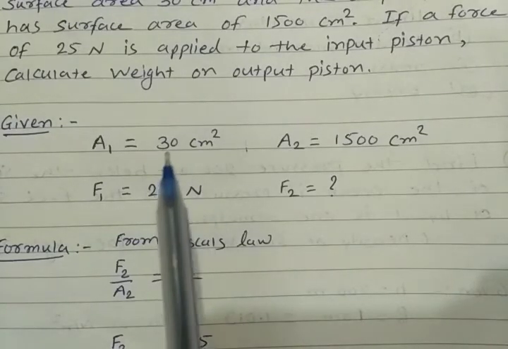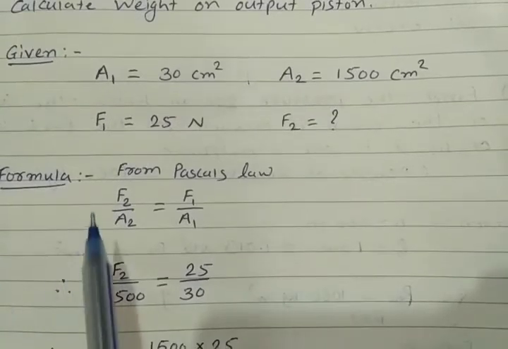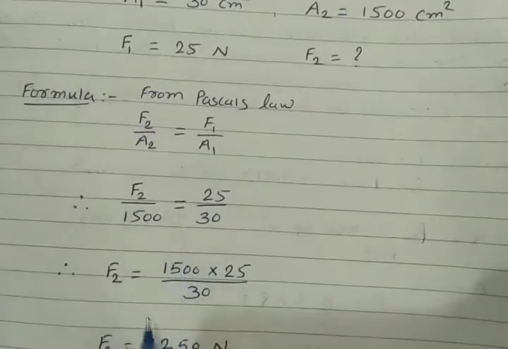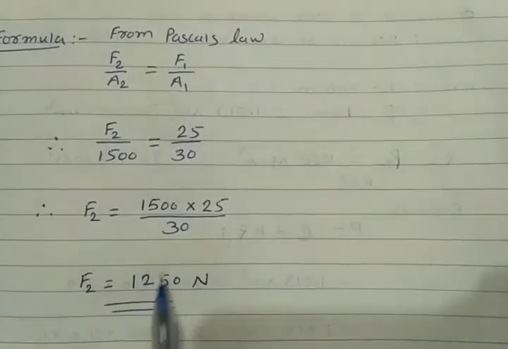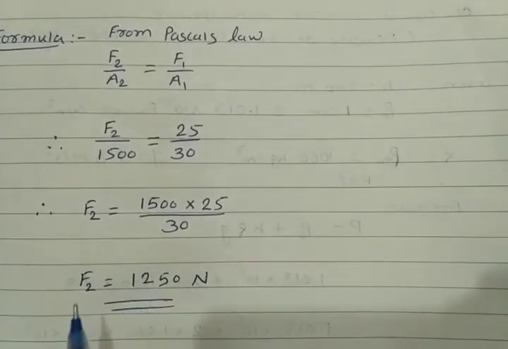Substituting these values in Pascal's law, we have F2 upon 1500 is equal to 25 upon 30. Simplifying this, this is a very simple numerical. So the answer comes to be 1250 Newton. That is the value of force at the output piston, which is nothing but the weight on the output piston.